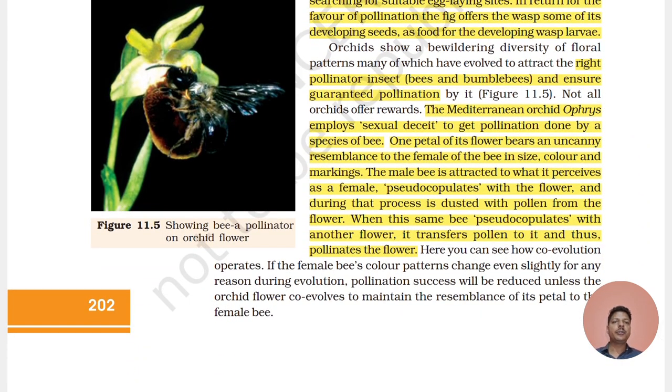Then, orchids show a bewildering diversity of floral patterns, many of which have evolved to attract the right pollinator insect to ensure guaranteed pollination. The Mediterranean orchid Ophrys employs sexual deceit to get pollination done by a species of bee. One petal of its flower bears an uncanny resemblance to the female of the bee in size, color and marking. The male bee is attracted to what it perceives as a female, pseudocopulates with the flower, and during that process is dusted with pollen from the flower. When this same bee pseudocopulates with another flower, it transfers pollen to it and thus pollinates the other flower.